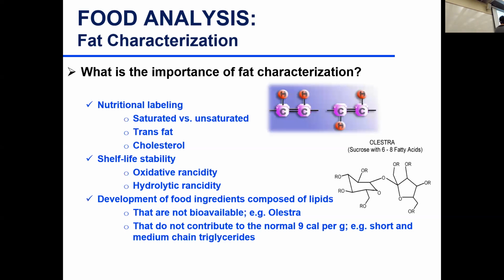So nutrition labeling, saturated versus unsaturated, trans fat, cholesterol. These are on the nutrition label. Shelf life, oxidative rancidity, and this is a concern when we have a lot of polyunsaturated fatty acid. So the type of fat can also impact how fast the lipid is going to be oxidized during shelf life. Hydrolytic rancidity, that whatever is in there that's going to cause the triglycerides to break up.